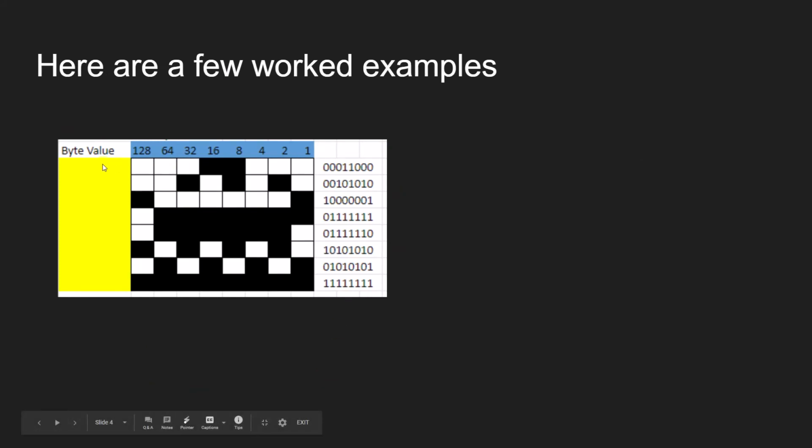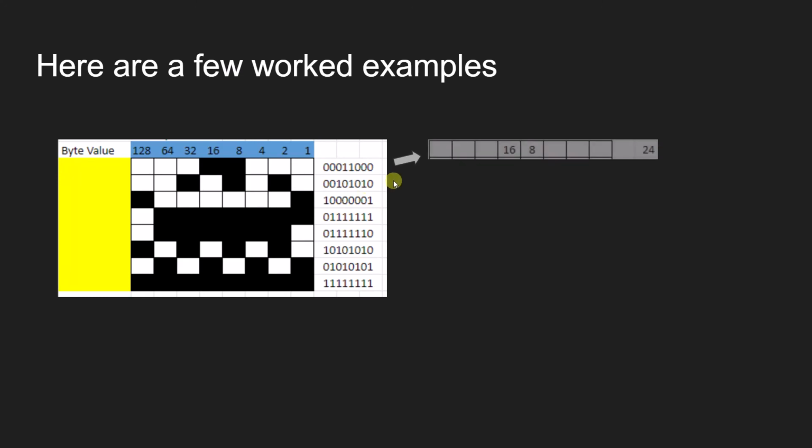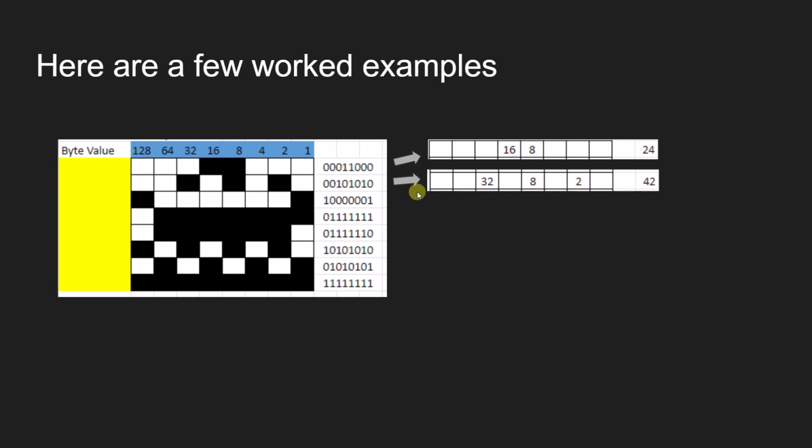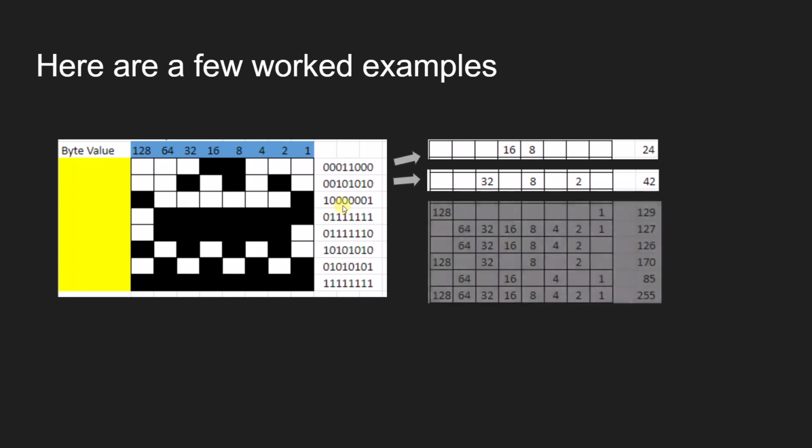A few more examples here. This top one here, what we have is the 16 and the 8 turned on, so that's a total of 24. Next one down, we've got 32, 8 and 2. Add those together and you get a total of 42. Some of these are other common patterns that people use, so work the numbers through.